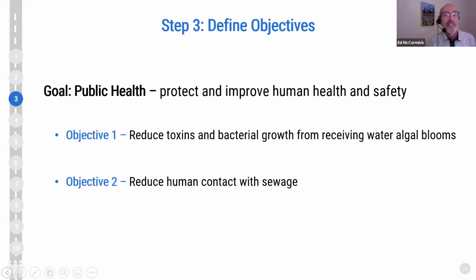Okay, so for example, under the public health goal, protecting and improving human health and safety, you could have, say, 2 objectives here. One is reducing toxins and bacterial growth from receiving water algal blooms. And these are real life examples. And the second objective, perhaps reduce human contact with sewage. So now you can see that we're starting with very broad public health, and we're starting to get into more specifics. And as we go to a level below that, criteria, now we're starting to get to something that actually can be measured and compared across alternatives. Next slide.